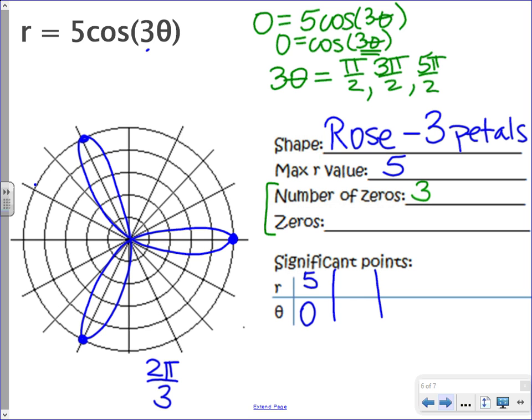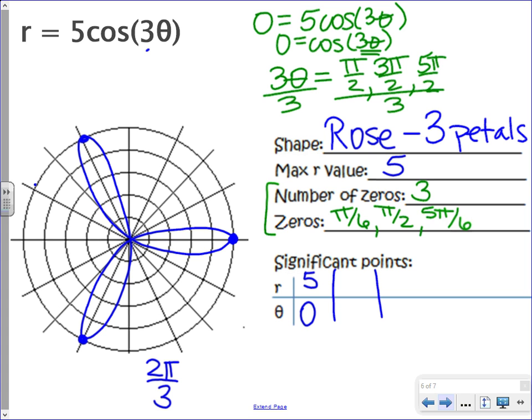Those zeros will always be pi apart. Okay. So then when we divide by 3, we have zeros at pi over 6. 3 pi over 2 divided by 3 is just going to be pi over 2. And then 5 pi over 2 divided by 3 would be 5 pi over 6. You'll notice that since we have an odd number of petals, those zeros are all between 0 and pi. All right? That's what happens there.